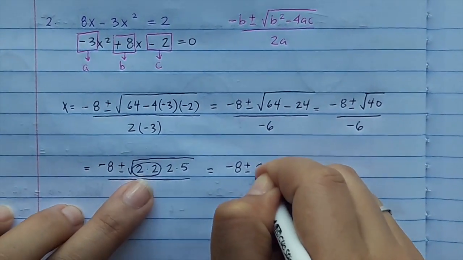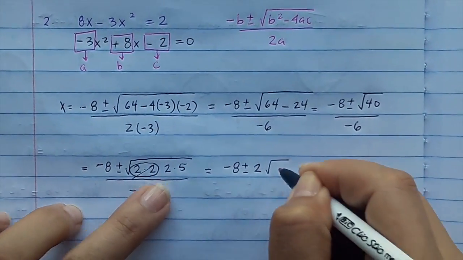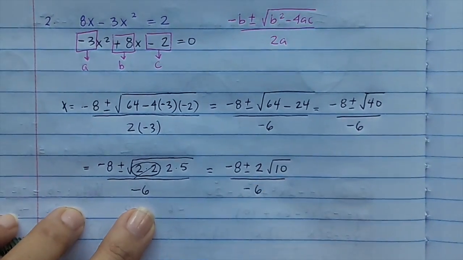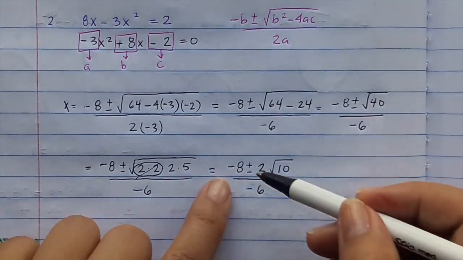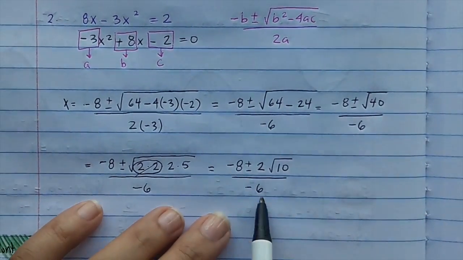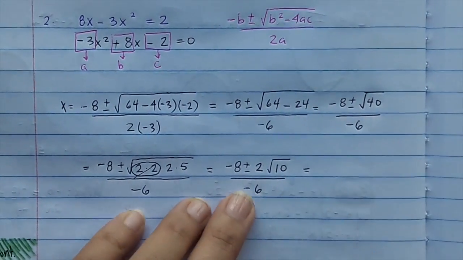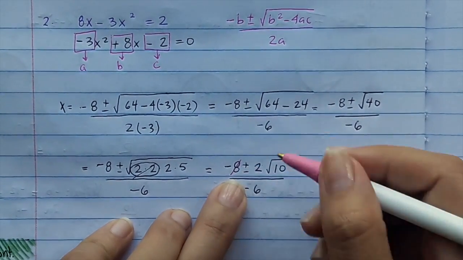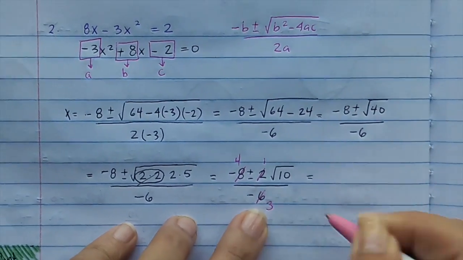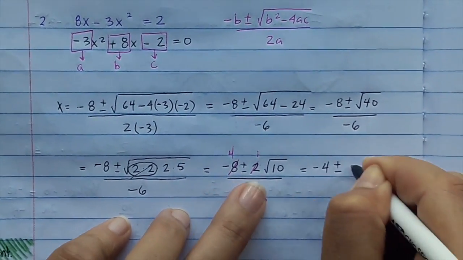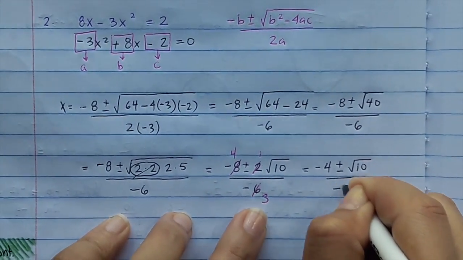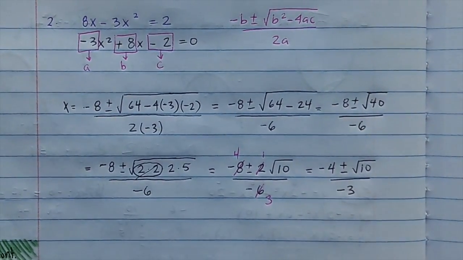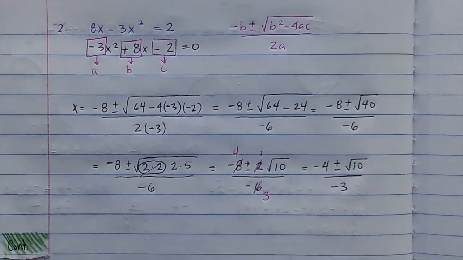So when you take the 2 out, you're going to get negative 8 plus or minus 2. And then what's left inside? 2 times 5, which is 10. Once you have that, you can simplify it because everything is divisible by 2. So go ahead and divide by 2. 2 goes into 8 4 times, 2 into 2 1 time, and 2 into 6 negative 3 times. And so my final answer, just rewriting it, negative 4 plus or minus radical 10 all over negative 3.